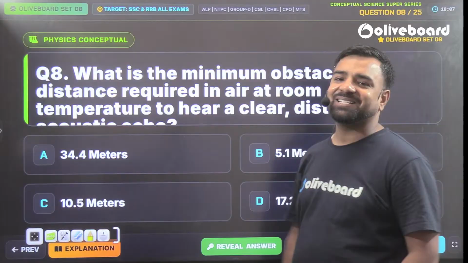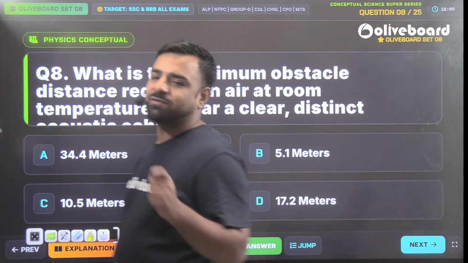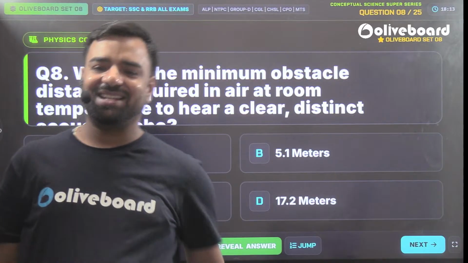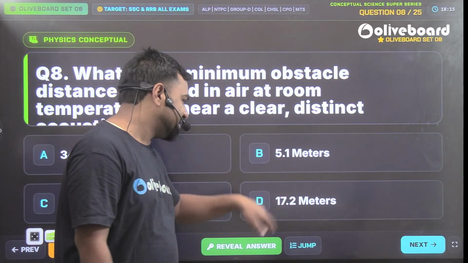So here the distance will be 17.2 meters. The distance is basically 17.2 meters, and yes, you all can link that part. So here the correct answer is option number D.